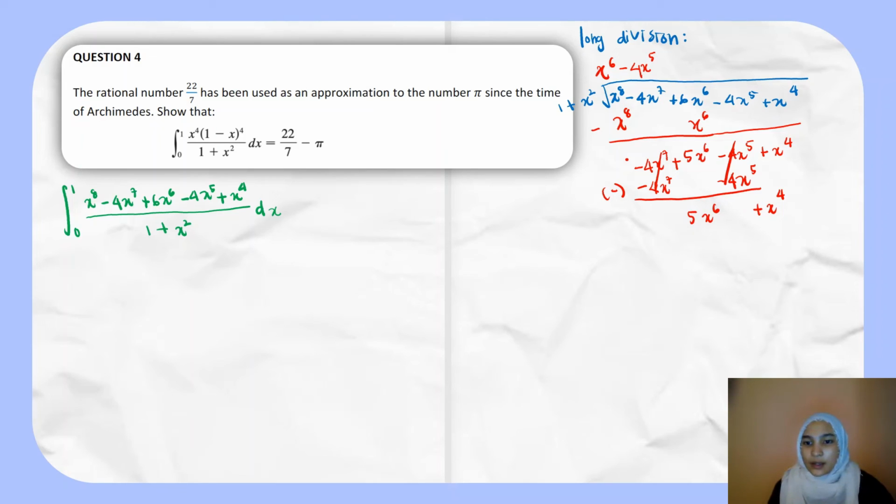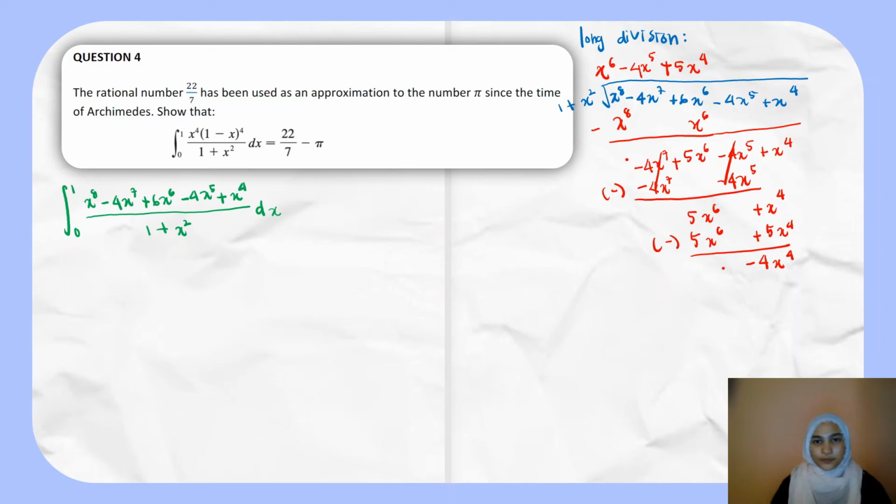So x to the power of 6, you will divide it again by x squared. So you will get plus x to the power of 4. So multiply again, you will get x to the power of 6 plus x to the power of 4. Subtract it again. So you get 0. And you will get negative 4x to the power of 4.